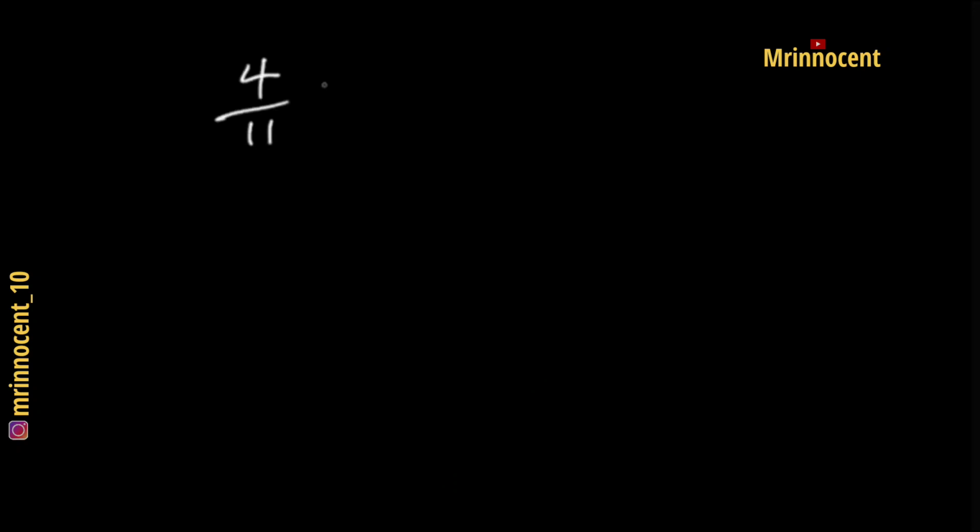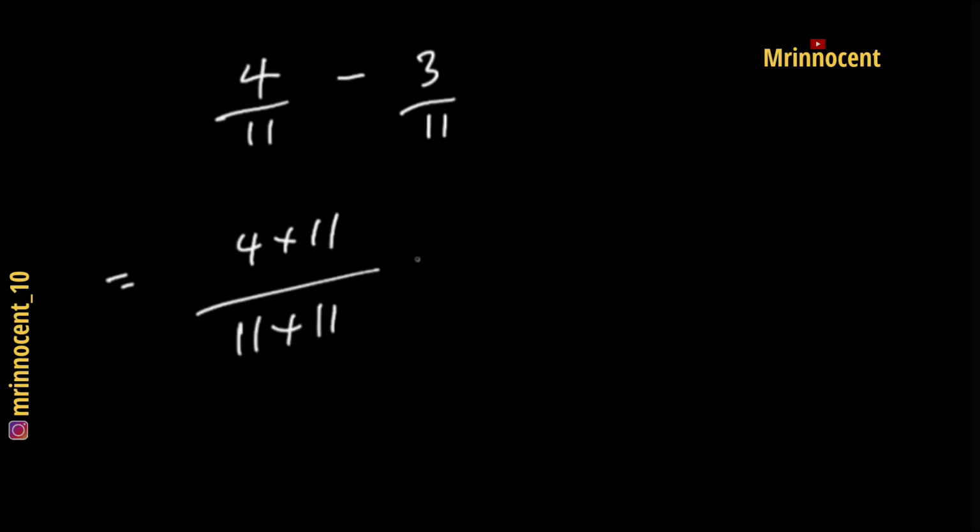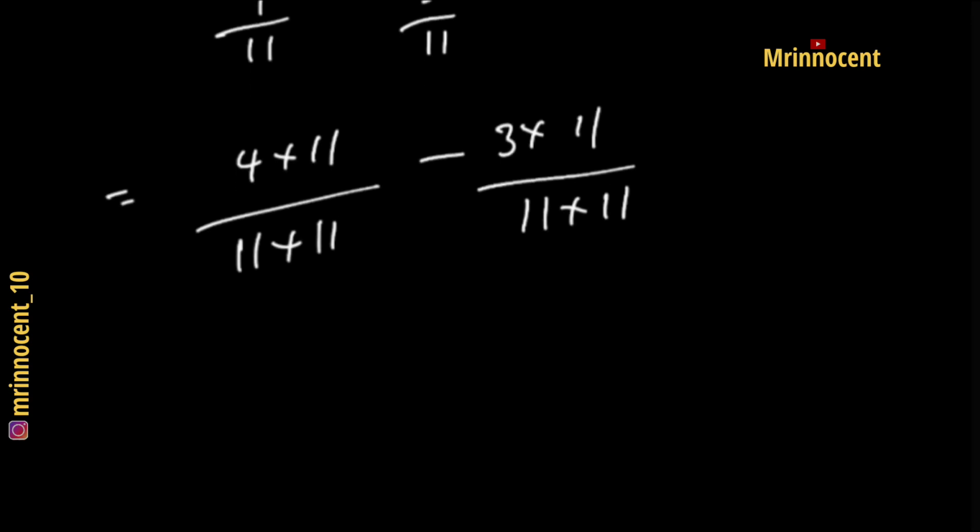4 over 11 minus 3 over 11. So you have 4 times 11 over 11 times 11, minus 3 times 11 over 11 times 11. 4 times 11 is 44 over 121, minus 33 over 121.